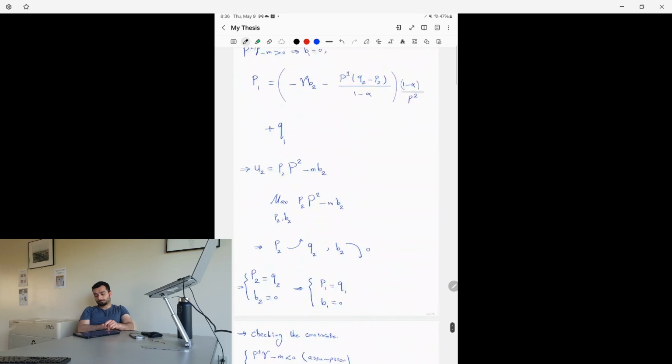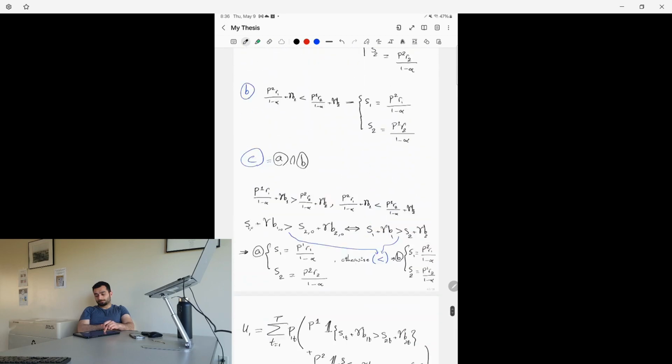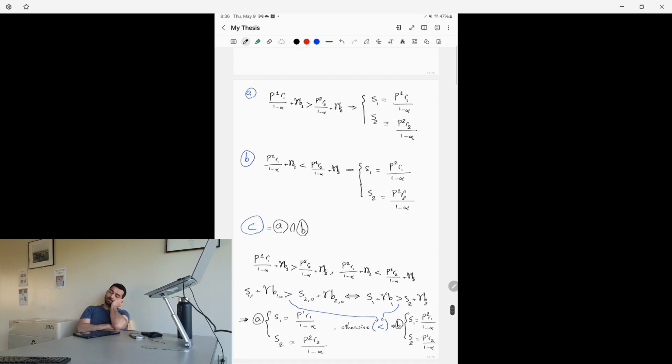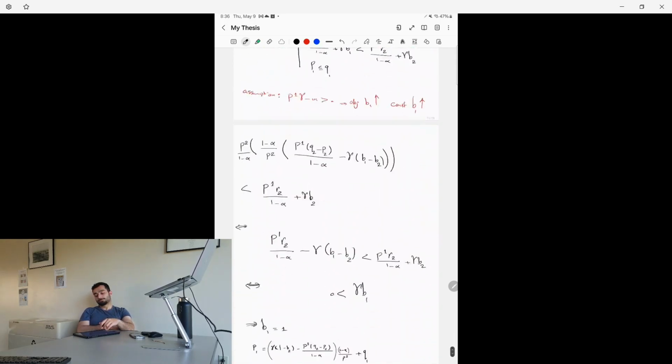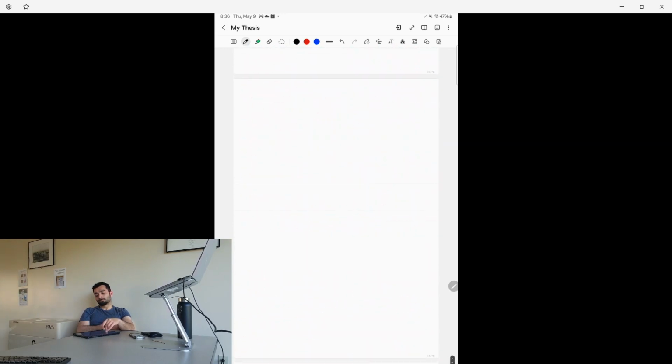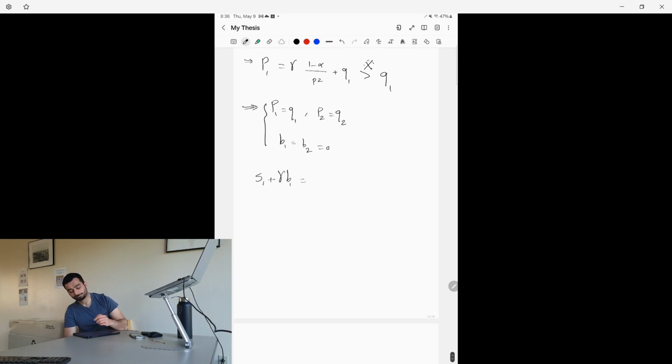So P1 R1 over 1 minus alpha plus gamma B1. R1, R2, R0, all of them are 0. Okay. We didn't study what happens when the inequalities are binding in the state, but I don't want to get into that.